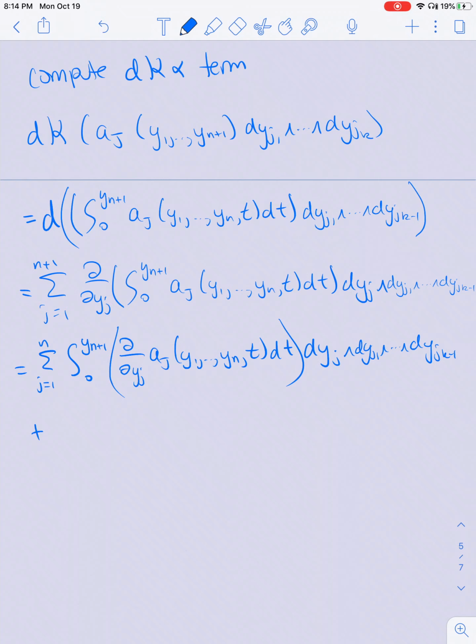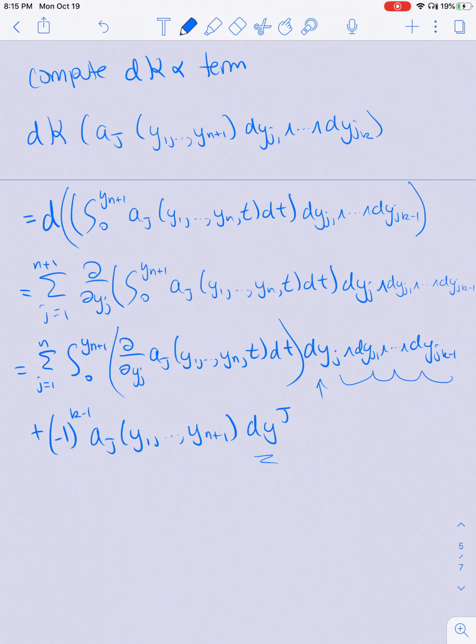And then for the (n+1)th term, using the fundamental theorem of calculus, I get that this derivative is just a_J at y1 through y_{n+1} times dy_J. And I actually have to add one last sign. What's going to end up happening is I get a (-1)^{k-1}, because this dy_{n+1} term is going to have to travel over k-1 times to reset this differential form to look like dy_J. Okay, so that's the dK alpha term.